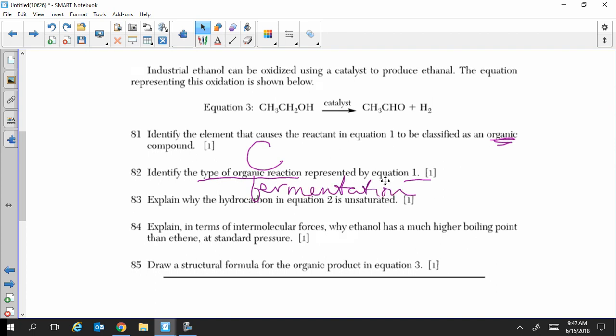Fermentation. You always notice it as being different from combustion because it doesn't have oxygen going in, and it also doesn't make carbon dioxide and water. It makes alcohol and carbon dioxide.